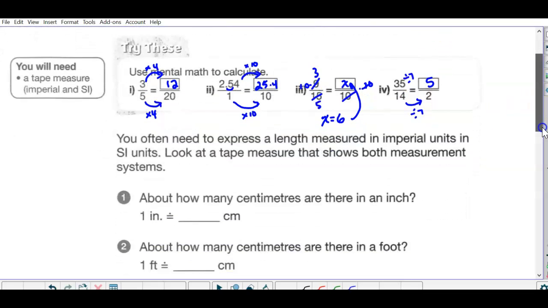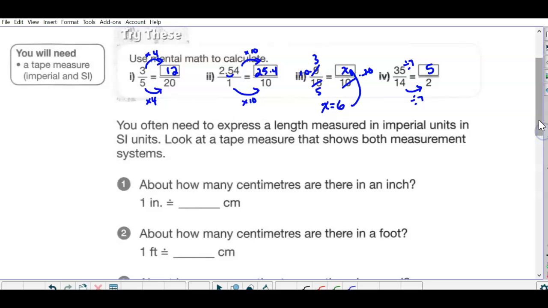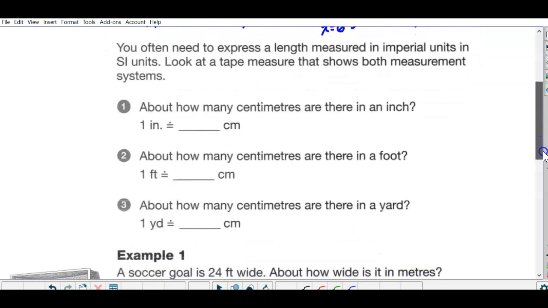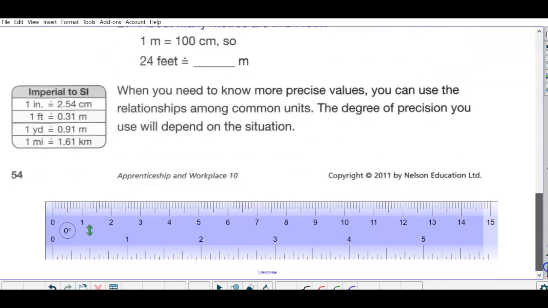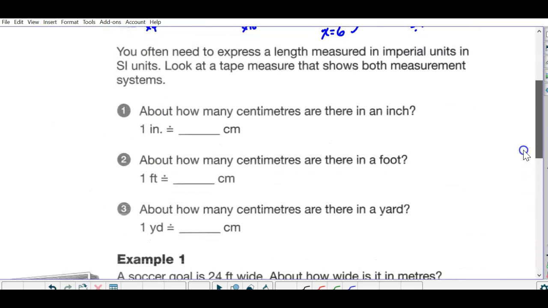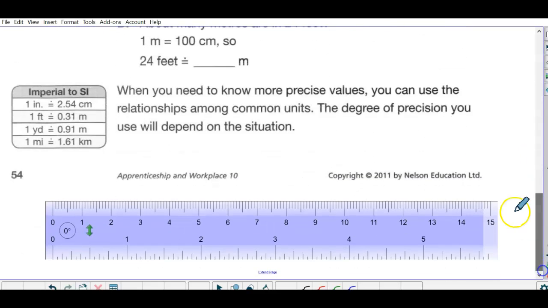Okay? So we often need to express a length measured in imperial units in metric. Look at a tape measure, then show both measurement systems. So I can't obviously show you a tape measure in this type of video, but I do have a ruler that I've copied out, so that will help us for most of these. So it says here about how many centimeters are there in an inch. So we're not looking for the exact conversions. We're looking for how many of the centimeters here are in an inch.